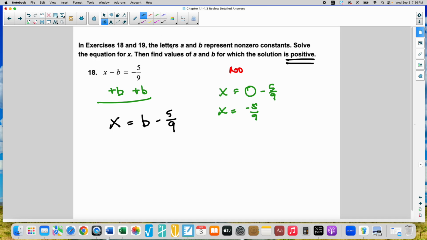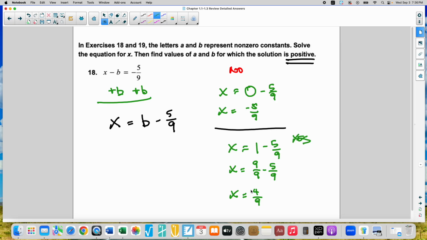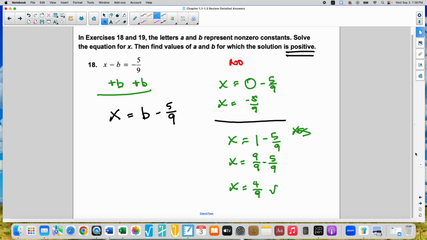If I increase my value, let's plug in 1 for b. So if I plug in 1 and minus 5/9, first of all, 1 is equal to 9/9 minus 5/9. Notice what value I get. I get 4/9. Now that is a positive value. So that actually satisfied it. But can I get closer to 0? Where is that point where the no and the yes stop?